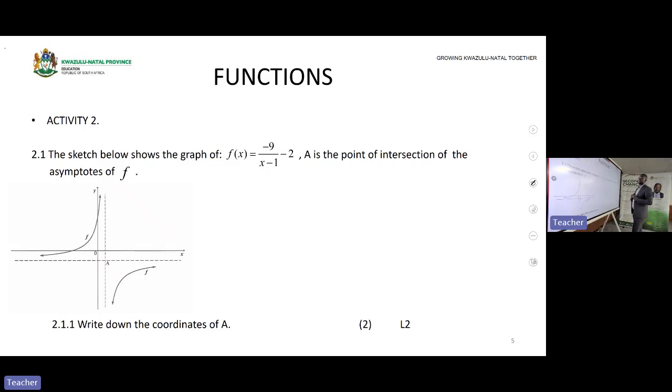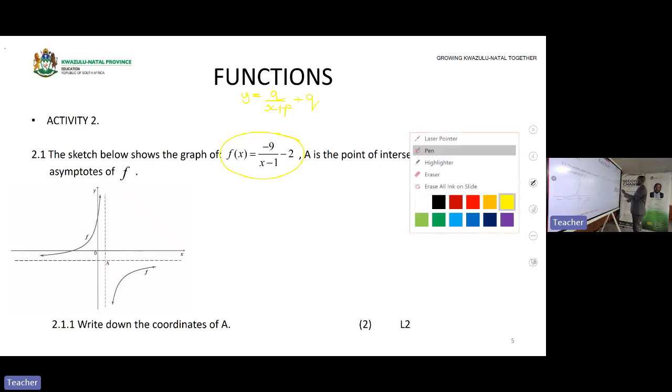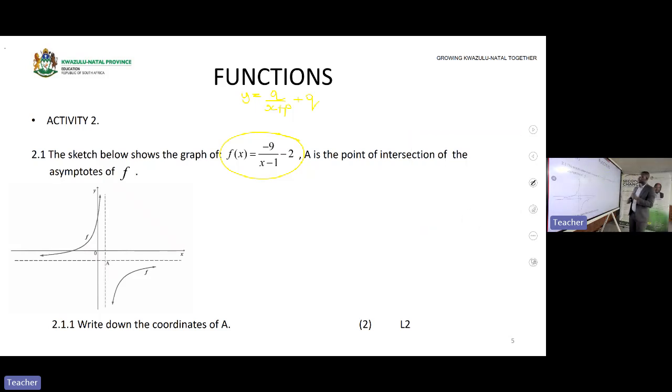Now we are going to be moving to the next activity, which is activity 2, which says we must look at the sketch below. The sketch below shows the graph of f, where f of x equals -9 over x minus 1, minus 2. When you look at that equation, it tells you that it's an equation of a hyperbola because it's in this form. So y equals -9 over x minus 1, minus 2.